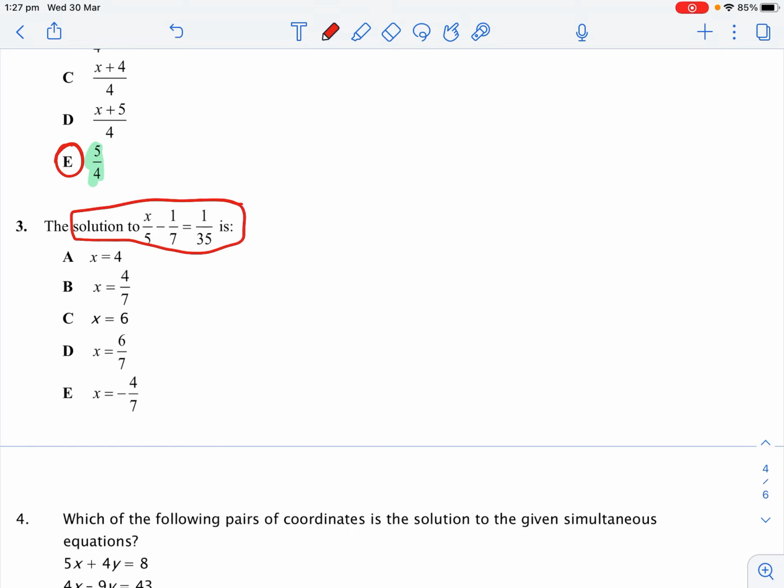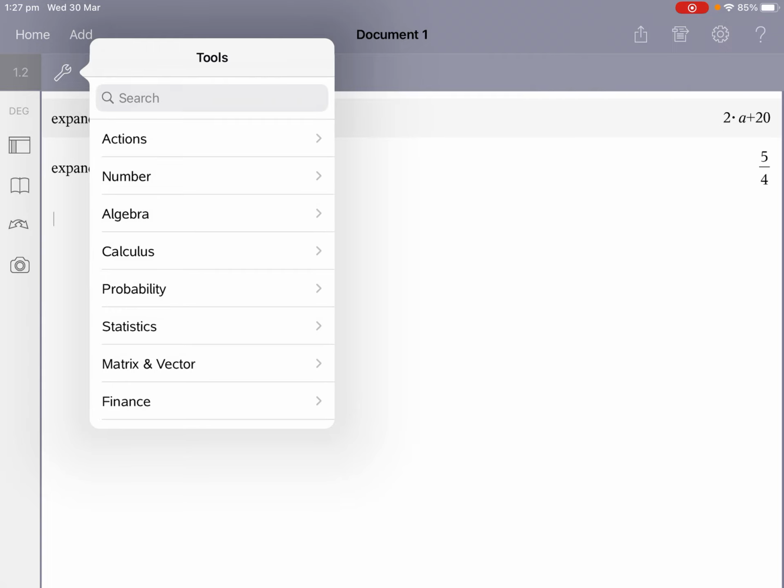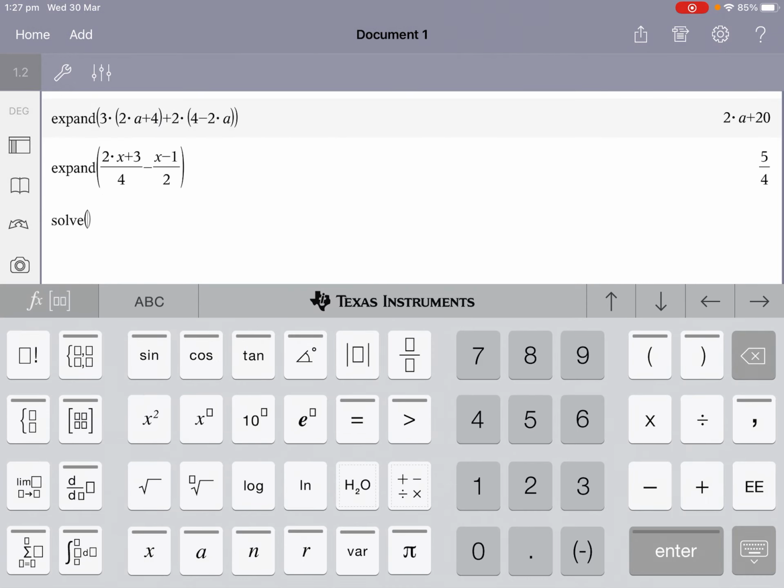So we need to solve x divided by 5 minus 1/7 equals 1/35. Now I could do this by hand, but the whole purpose is to do it on the calculator. So let's use our calculator. Go to menu. Again, we're in an algebra topic, so go to algebra, and this time we're solving an equation. Press your Control divide to get your fraction template.